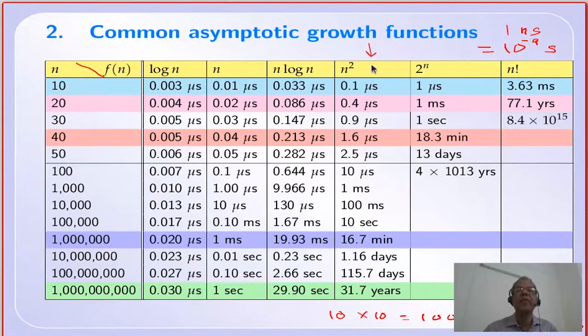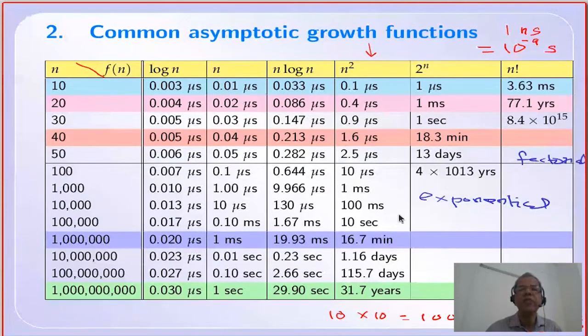How about n squared? If the running time of the algorithm is n squared, this is exponential running time. This is factorial running time. And this we call quadratic.